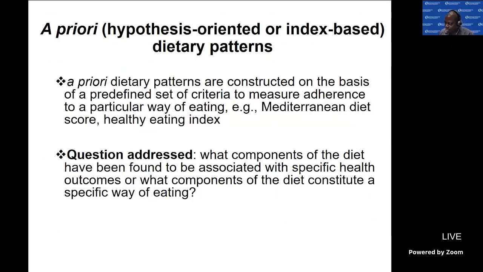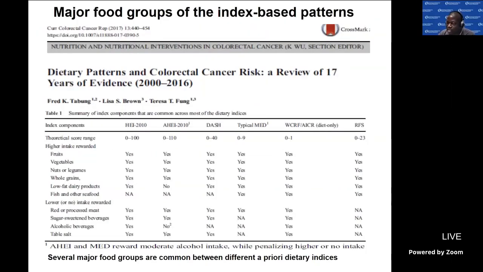Moving into the index-based patterns, I like to think of these methods of deriving dietary patterns as addressing broad questions in dietary patterns research. And the question, as I like to think about it, that the index-based patterns address is: what are the components of the diet that have been found to be associated with specific health outcomes, or the components of the diet that constitute a specific way of eating?